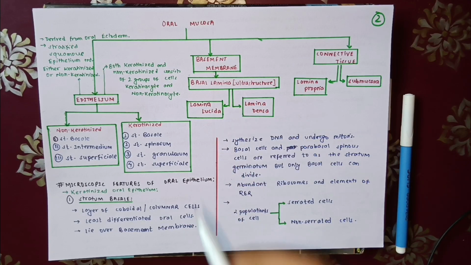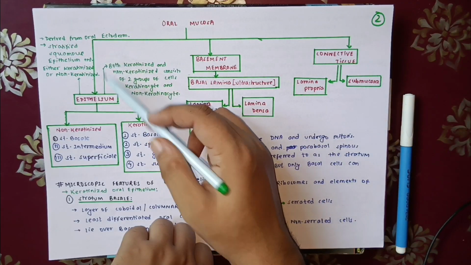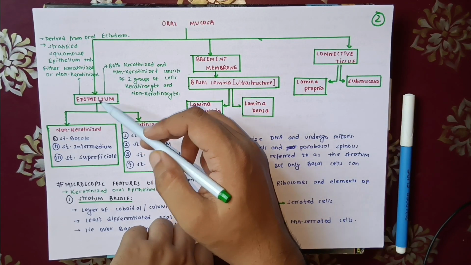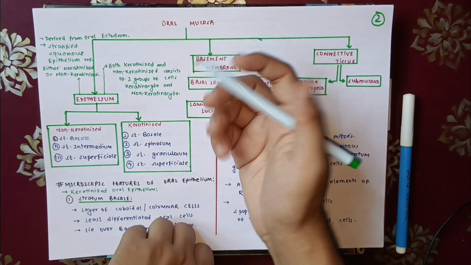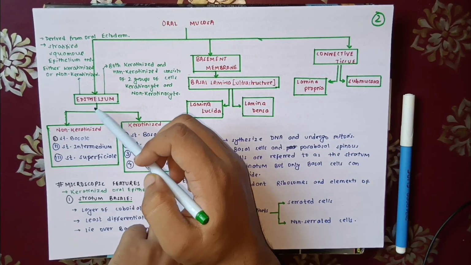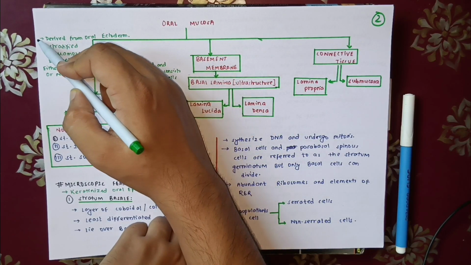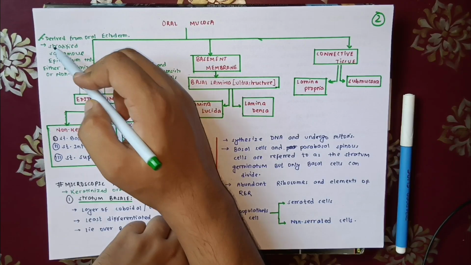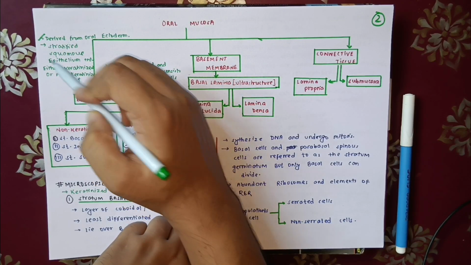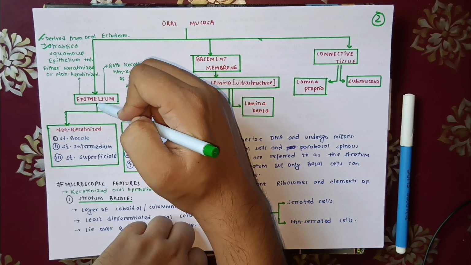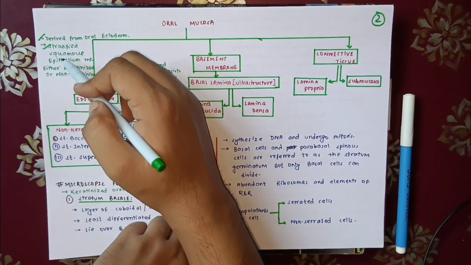So the oral mucosa, we can divide it into three groups. Our outermost part of the oral mucosa is the epithelium, or the oral epithelium. I have written some points about this oral epithelium. The oral epithelium is derived from the oral ectoderm, so this is important to remember. After that, it is a stratified squamous epithelium, present either keratinized or non-keratinized.